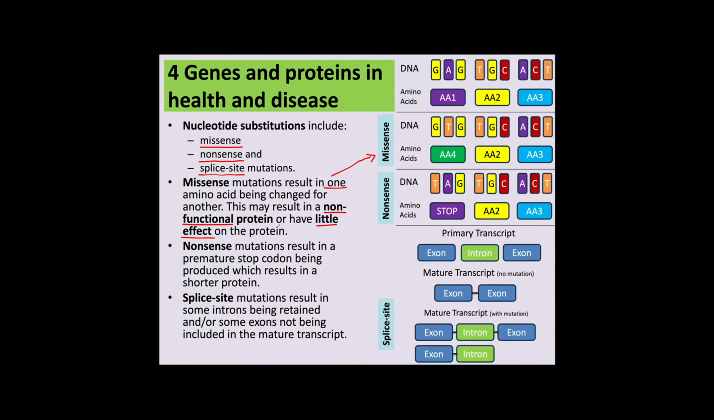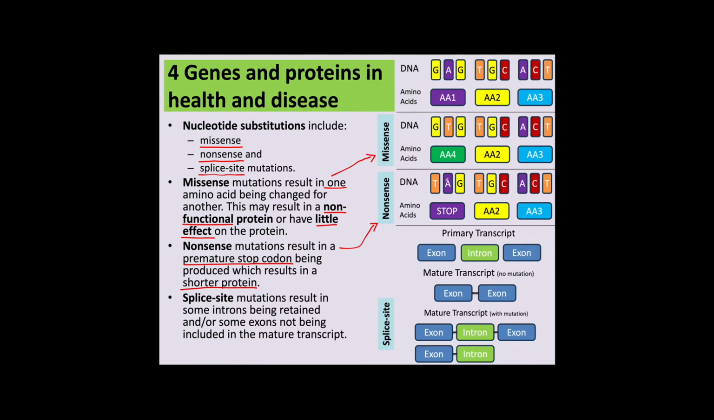But anyway, we'll either have a non-functional protein or have little effect on the protein with the missense ones. Now, for the nonsense ones, and that's them here in the diagram, they result in a premature stop codon. It's well worth remembering that whole phrase, a premature stop codon, which is being produced. And what that does is it results in a shorter protein. And what do we mean by that?